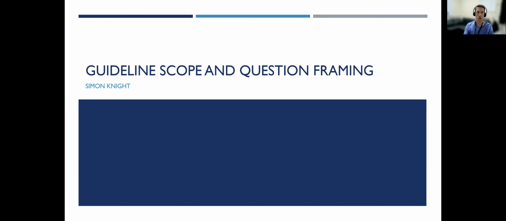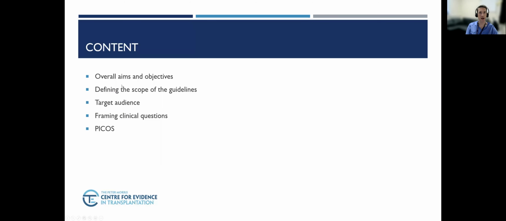And in this first talk, I want to talk a little bit about how we define the scope of guidelines and how we frame the questions that we're going to ask in order to try and make things as easy as possible as you move forward through the literature searching and the formulation of your recommendations. So I'm going to talk a little bit about defining the overall aims and objectives, defining the scope of the guidelines clearly before you start, thinking about your target audience, who the guidelines are intended for, and then in a bit more detail about how we frame our clinical questions and how we structure those questions in order to define our literature search.